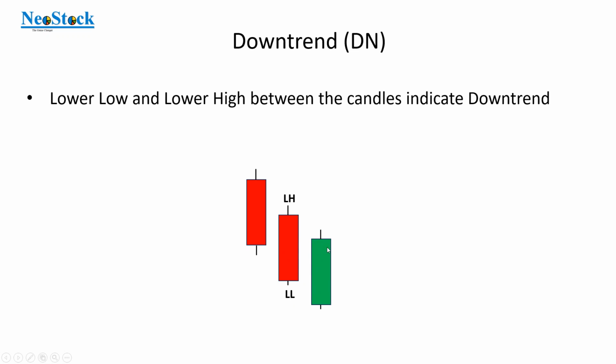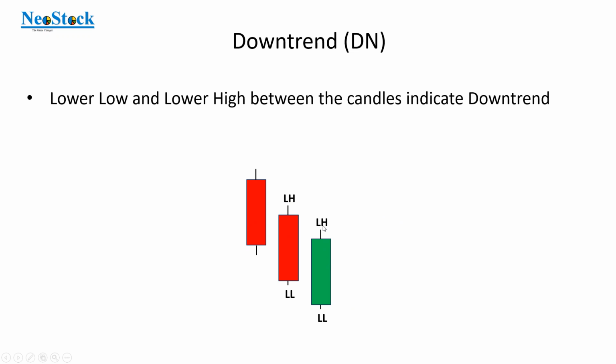Now compare these two candles. Compare the highs and compare the lows. When you compare the high, what is that? It is having lower high. What about the low? Lower low. That means present candle's low is lower than the previous candle's low. Present candle's high is lower than the previous candle's high. And such kind of pattern you can recognize during the downtrend.